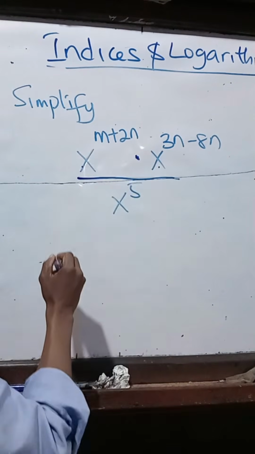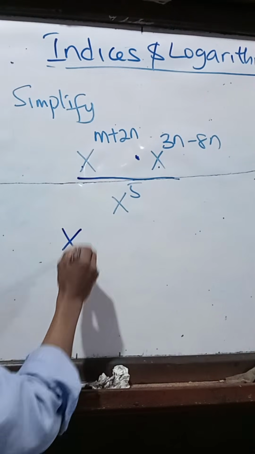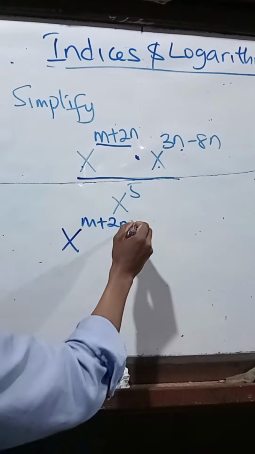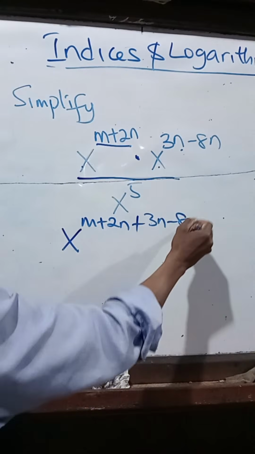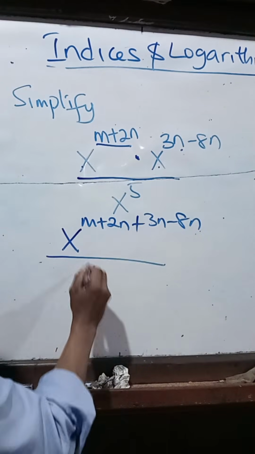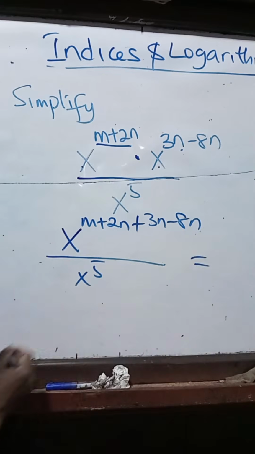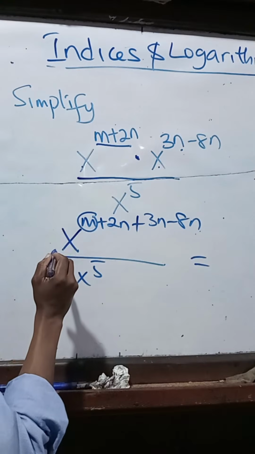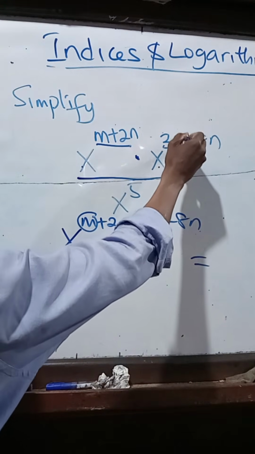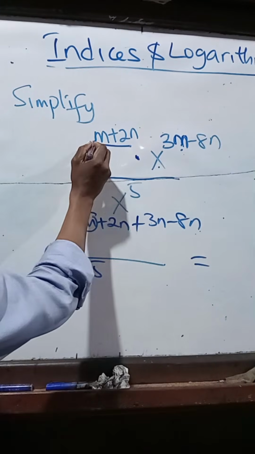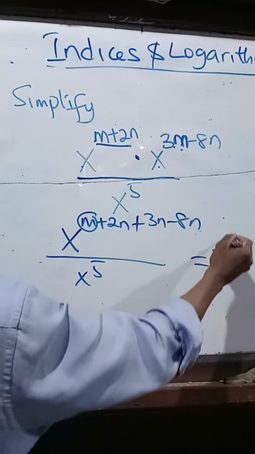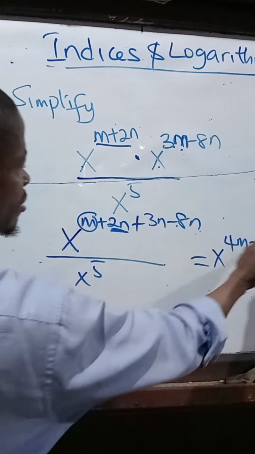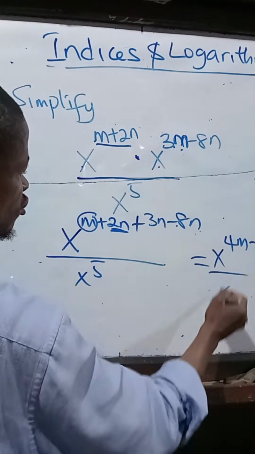This one is multiplication. So we take one of the bases, and then we add the power together: m plus 2n, and then plus 3m minus 8n, all over x to the power 5. And this will be equal to what? There's a mistake here. This one is m. So m plus 3m, that's x to the power 4m. And then 2n minus 8n, that's minus 6n. All over x to the power 5.